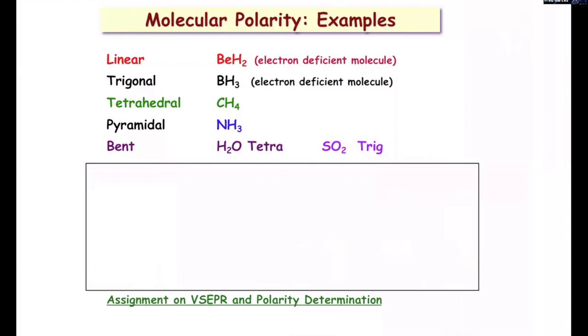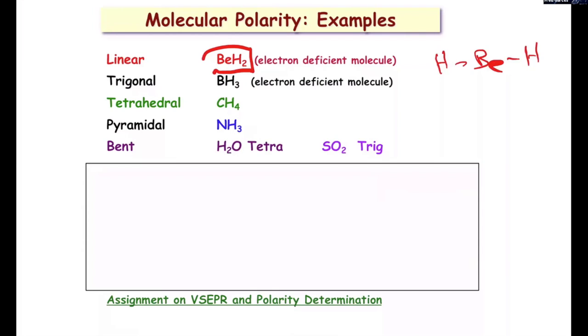So examples, of course, are beryllium hydride. This is a linear chemical. This is one of the chemicals that is an exception to the octet rule. It's only got 4 electrons in its valence. This chemical is nonpolar.